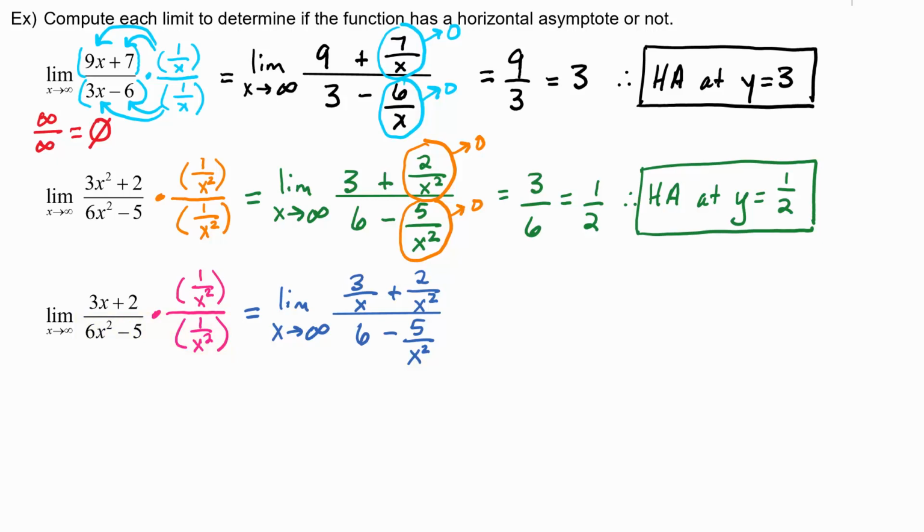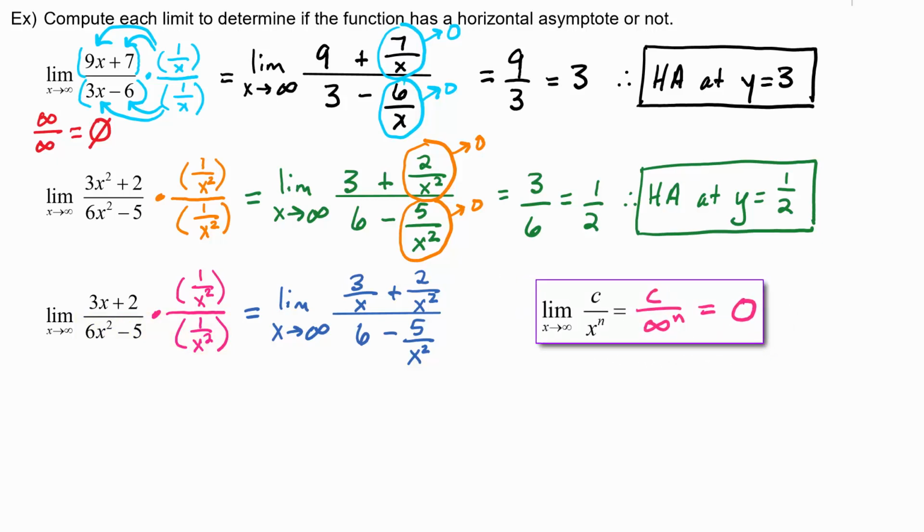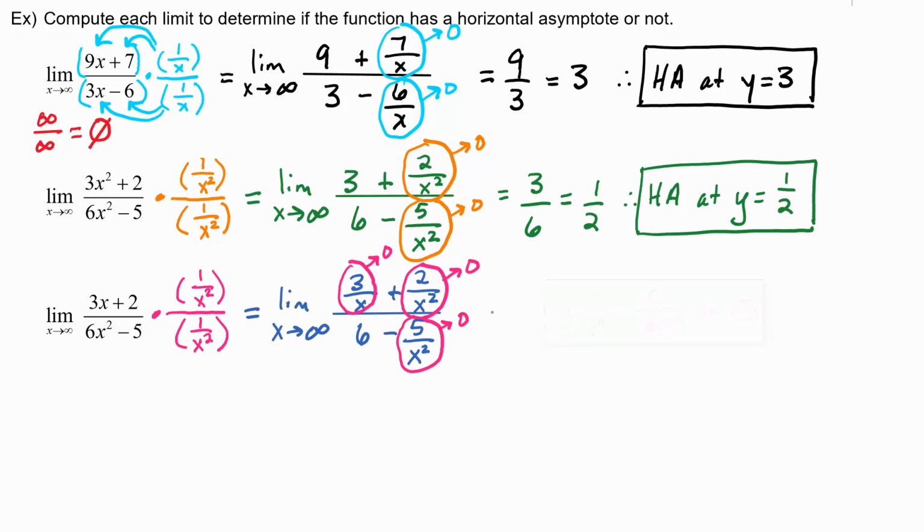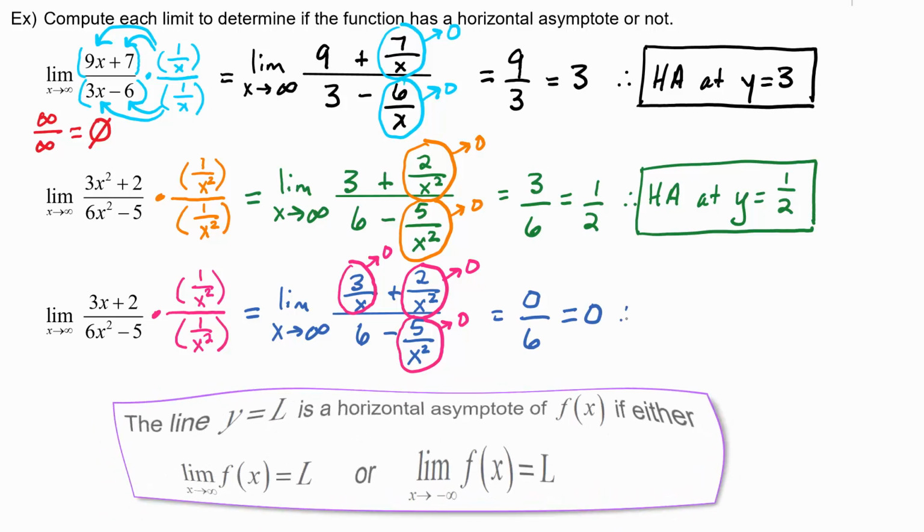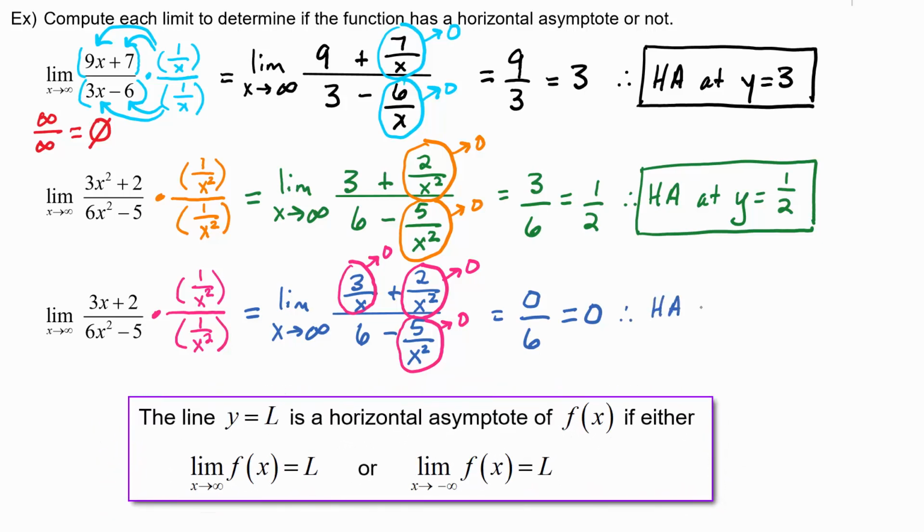Now we can apply the property that the limit as x goes to infinity of any constant over x to the n has to be 0 to say that 3 over x is going to go to 0, 2 over x squared is going to go to 0, and 5 over x squared is going to go to 0. So we get that this is going to equal 0 over 6, which is 0. Therefore, there's a horizontal asymptote at y equals 0.